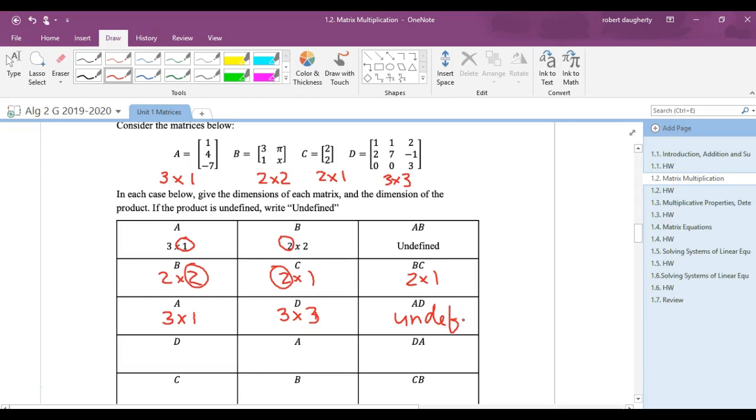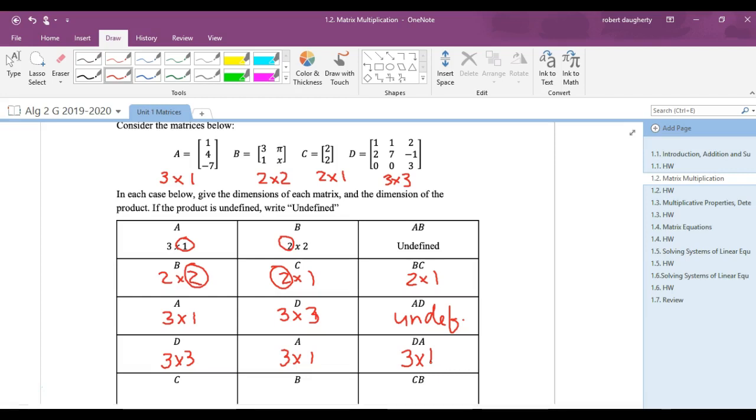Let's multiply D times A. D is 3 by 3. A is 3 by 1. Can I multiply those matrices? Yes, because these numbers match. The resulting answer will be a what? 3 by 1. Now this is interesting, or I'm hoping it is.